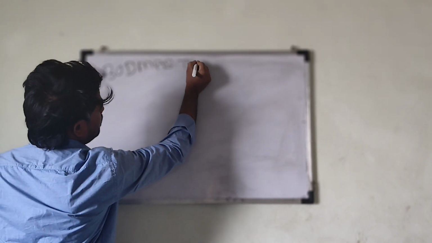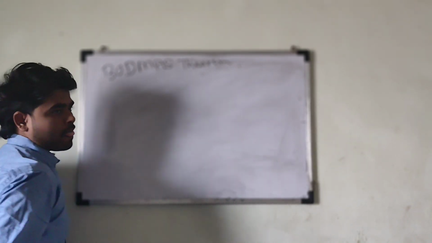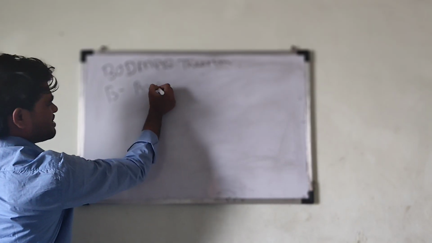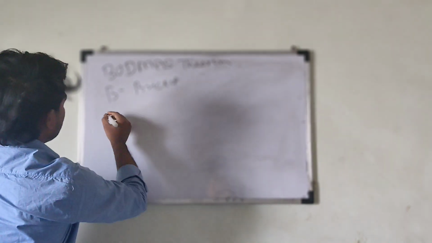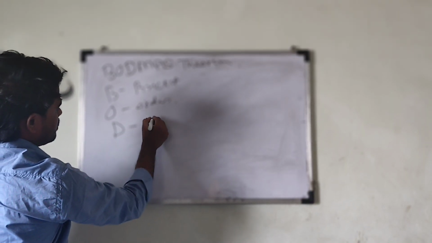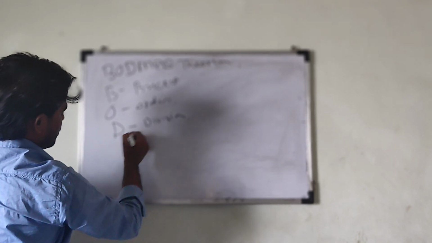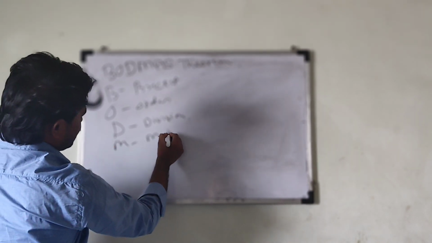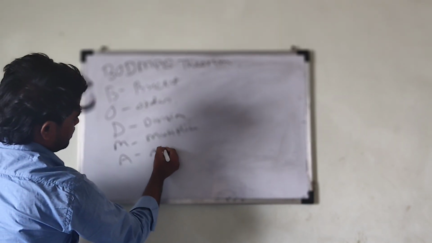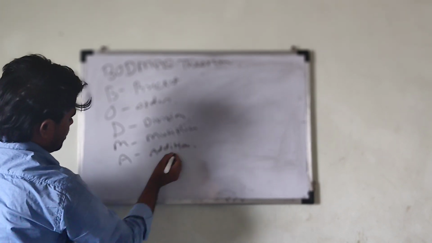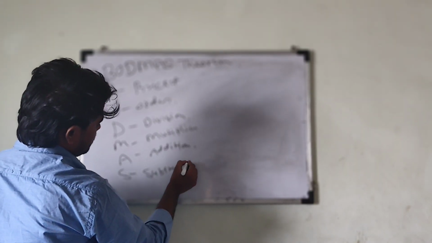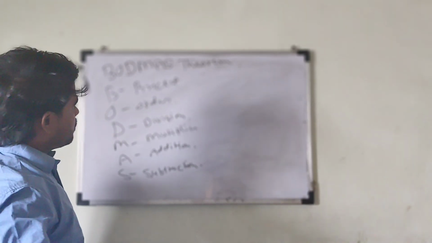BODMAS theorem. B stands for bracket, or braces, whatever you want to call it. O stands for order, D stands for division, M stands for multiplication, A stands for addition, and S stands for subtraction. So that is the BODMAS theorem rules.